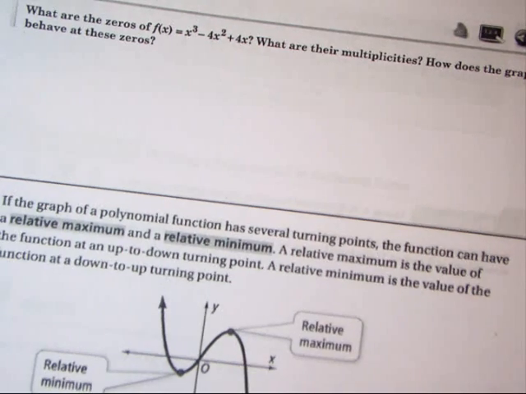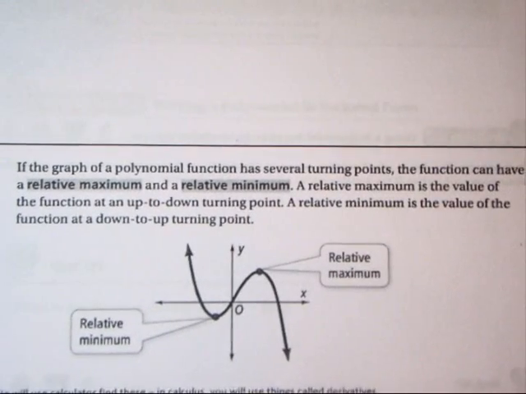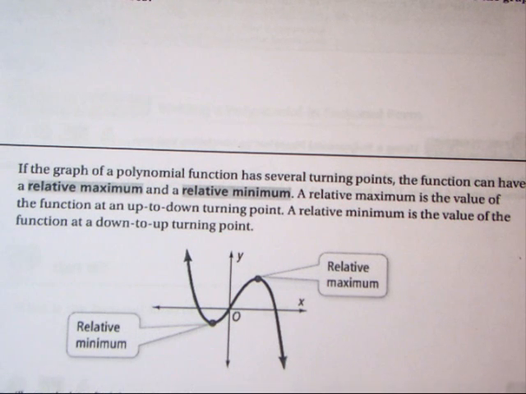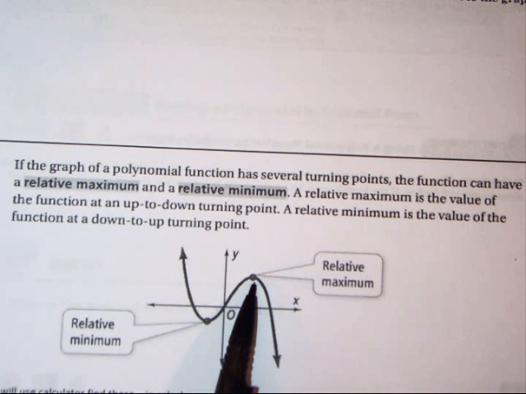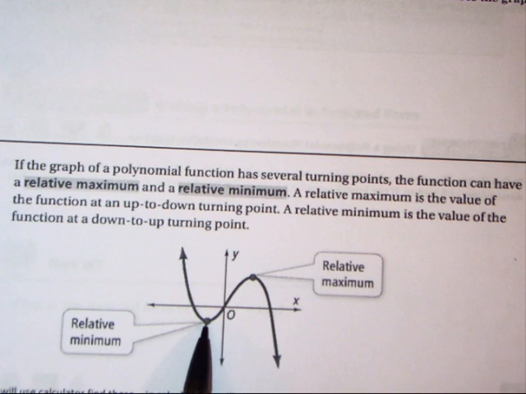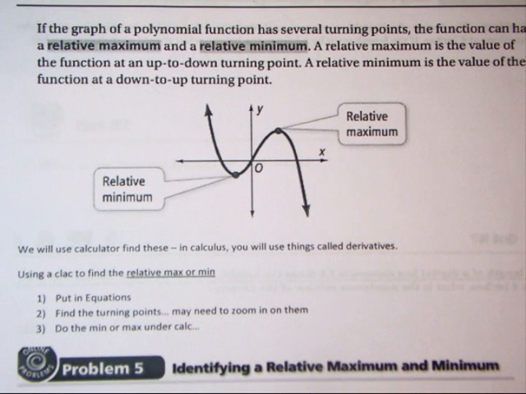Next, if the graph of a polynomial function has several turning points, the function can have what we call a relative maximum, and it can have a relative minimum. A relative maximum is the value of a function at an up to down turning point. The relative minimum happens at a down to up turning point. We're going to learn how to use a calculator. In calculus, you're going to learn how to do these with derivatives. We're not there yet, that's for sure. But these turning points, these minimums and maximums, are going to be so important to you come calculus.